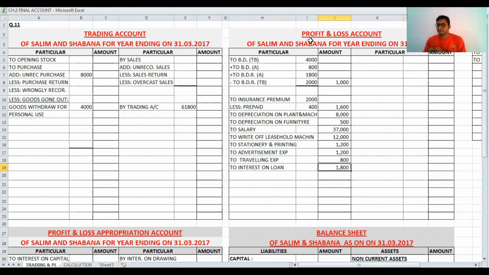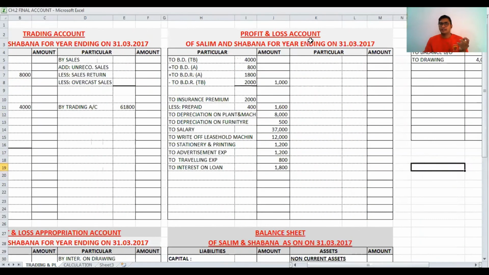Next one, discount reserve. Discount reserve is given on the credit side. So now in the P&L account I am recording it by discount reserve, amount 760. So finally this sum is over.